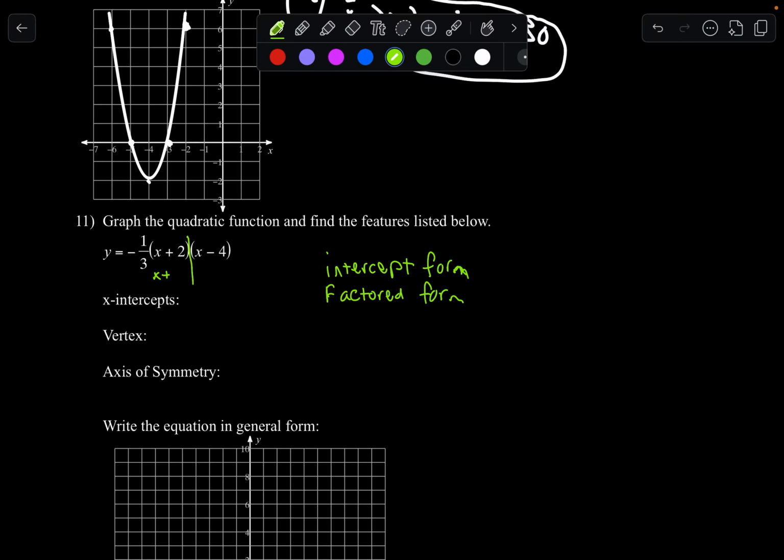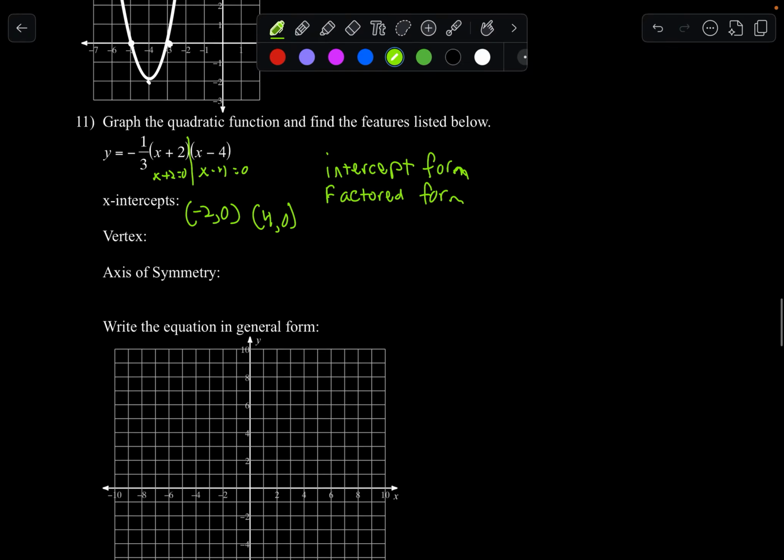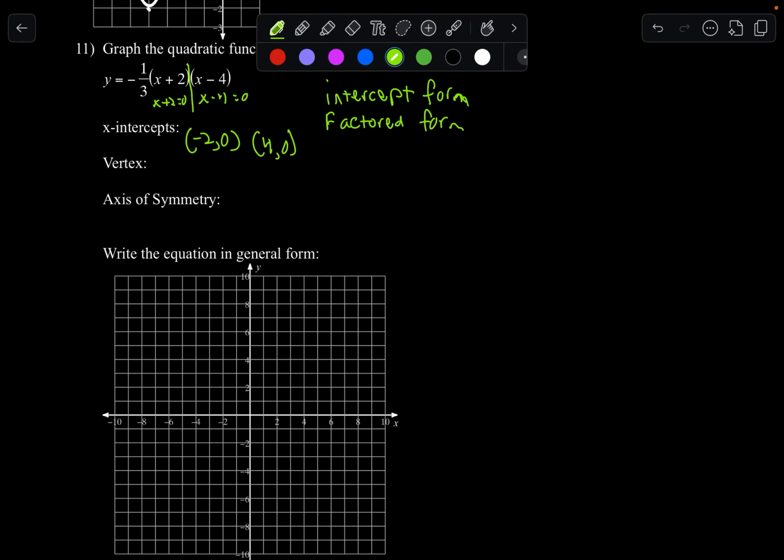So what makes x plus 2 equal to 0? That's going to be negative 2. So I write the ordered pair negative 2, 0. What makes x minus 4 equal to 0? Well, that's going to be 4. So it's 4 comma 0. So we know the two x-intercepts. We know one x-intercept's at negative 2. The other one's at a positive 4.